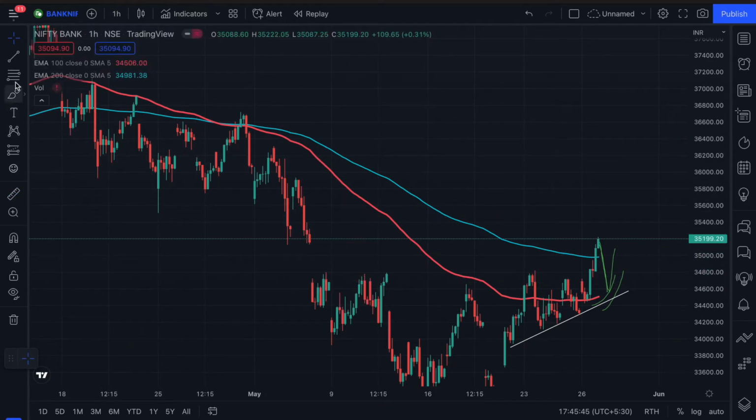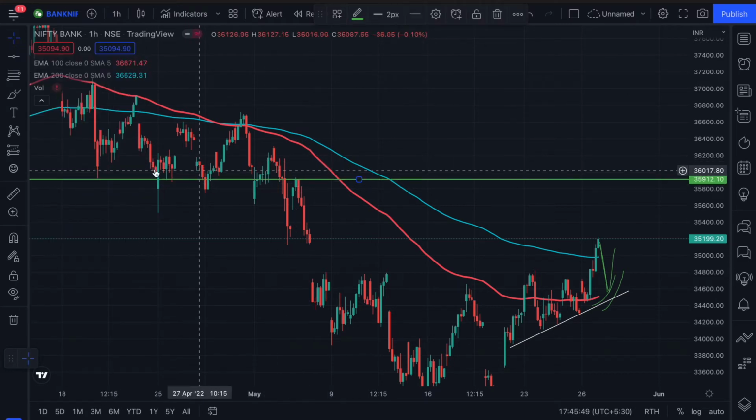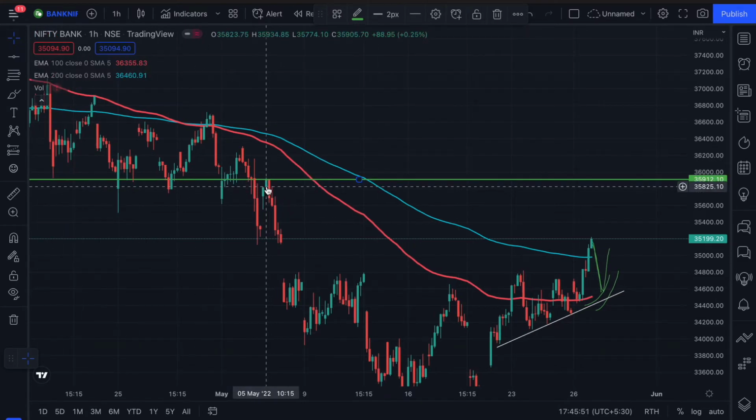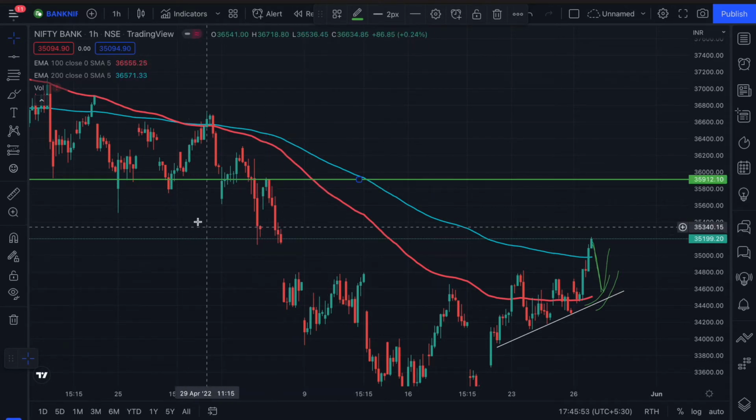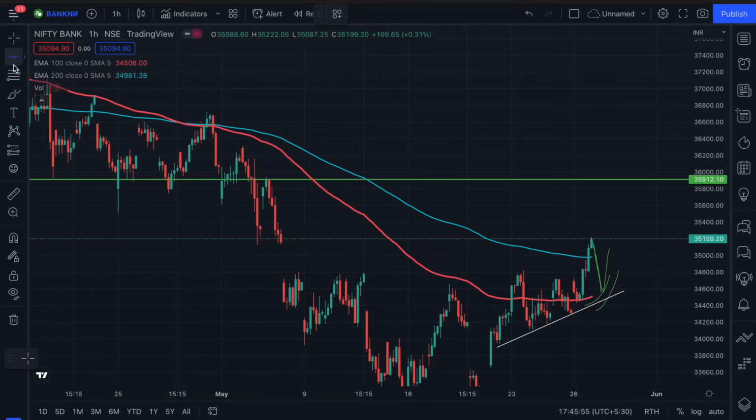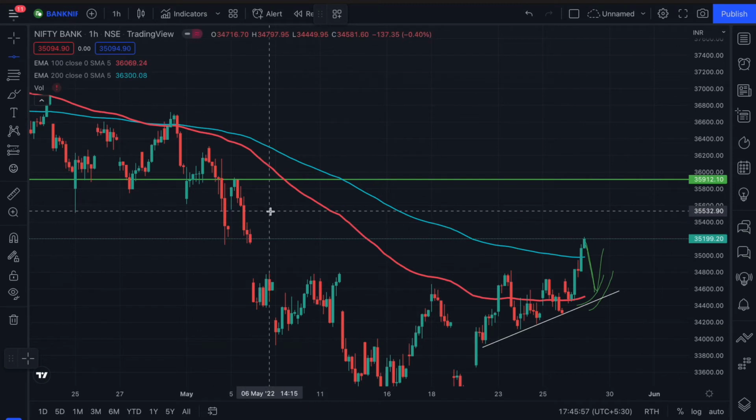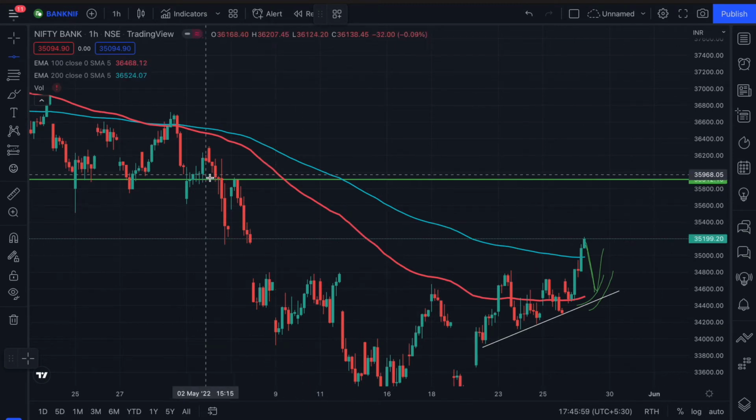Now the important resistance areas would be this one, right? This is a major supply zone. From here we can see some nice selling as well. So again, the price, this is actually 35,900.